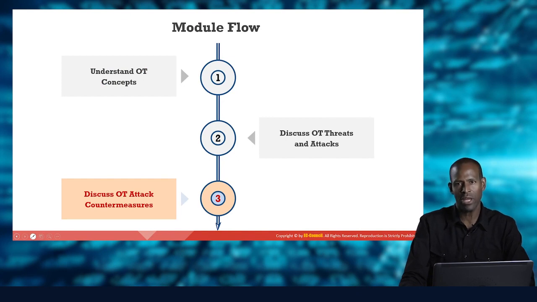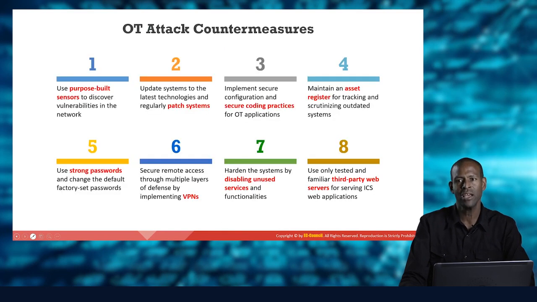So you have an OT network and you've been tasked with protecting it. What are some countermeasures that you can take to stop OT attacks? Well, here are some of them. Number one, use purpose-built sensors to discover vulnerabilities in the networks. In other words, you need to have you and your engineering team, based upon the type of network that you have, create your own sensors to ferret out the data and the data patterns that might indicate compromise on that OT network. So you have to work with your engineering team on that one.